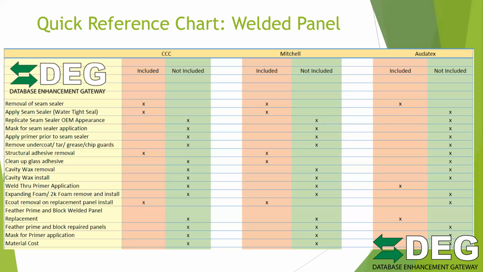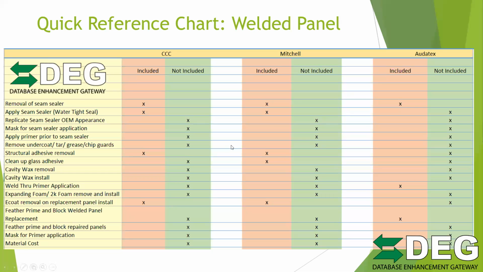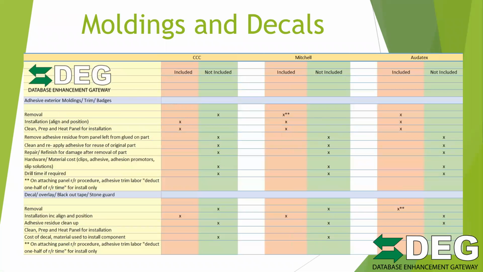So we have more charts, and the one before was, for example, when it comes down to seam sealers, urethanes, scanning and calibrations. This one's going to be more or less like cavity waxes, e-coat, primer duplication, prime and block, and what type of seam sealer application is included or not included. So these are great reference charts that are available to the industry free of charge, and these are all available on our website as well.